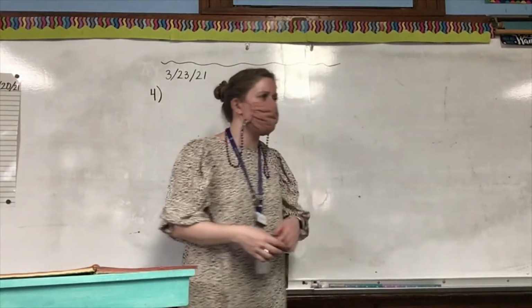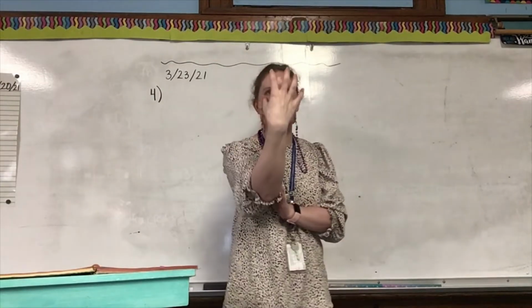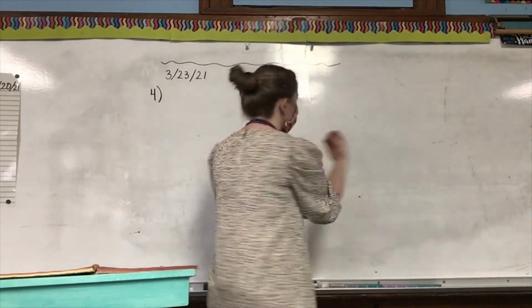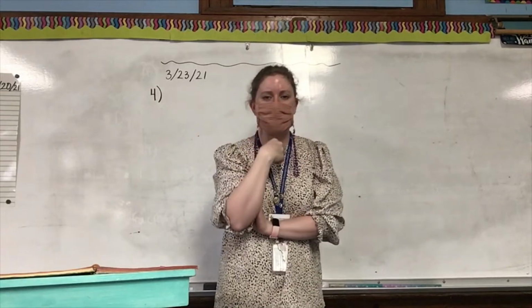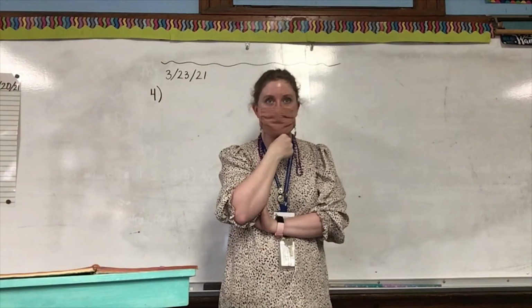How long does it take for the Earth to make one rotation? That means spin around one time. So here I'm facing the sun. And now I'm facing the sun again. How long does that take? Zadie? 24 hours. 24 hours.